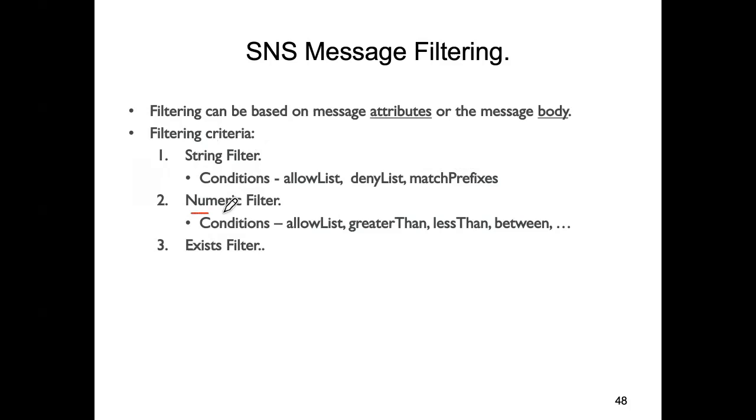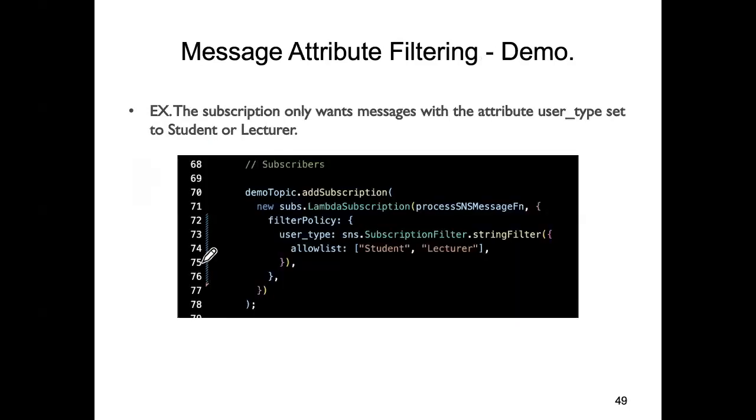If the attribute is a numeric type, then you have all of these types of conditions that you can associate to specify your filter. Or thirdly, you can have just an exists filter. In the exists filter, you're just saying, if a particular attribute is attached to a message, then let that message pass through the filter and go to the subscriber. If it doesn't, then do not let it go through to the subscriber. Examples hopefully will make all of this a little bit clearer, which I think is what we look at next.